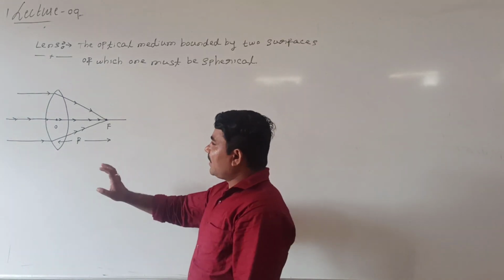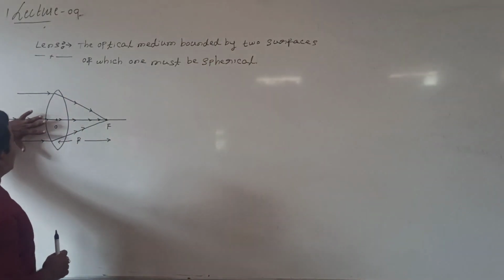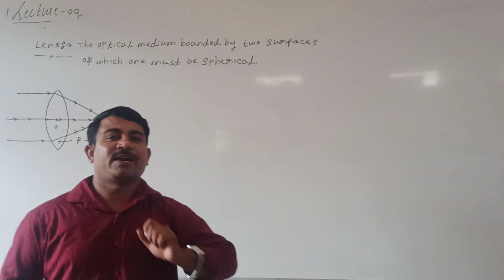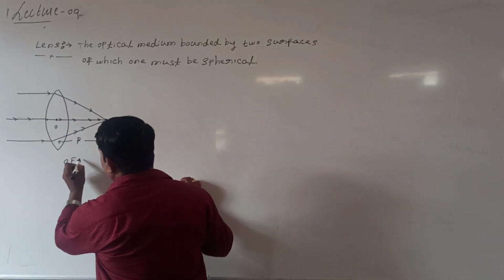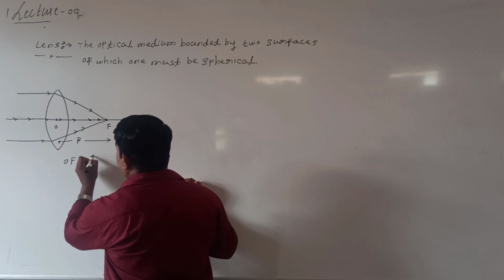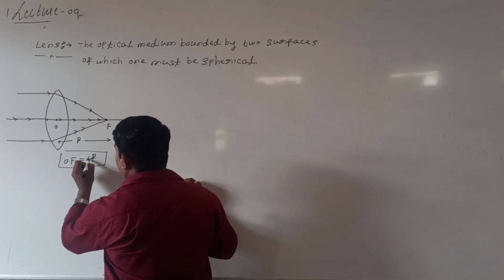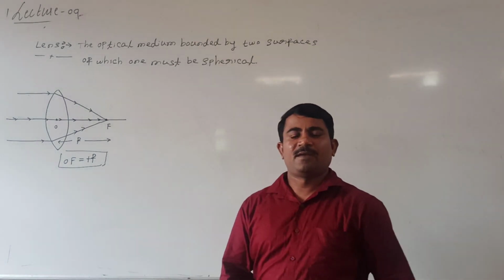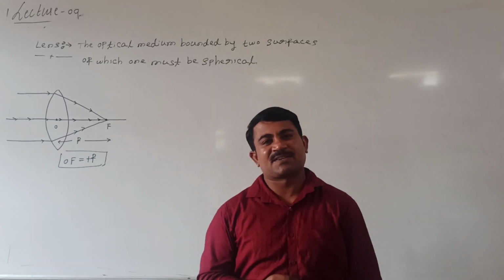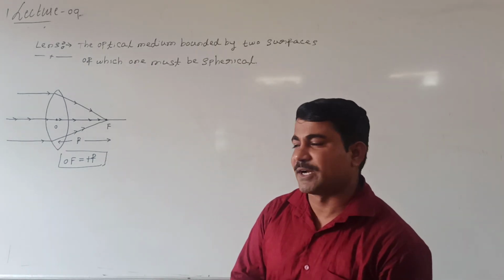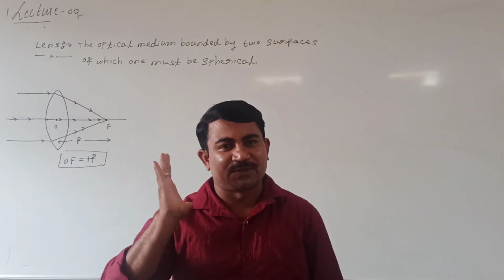Right. Then according to sign convention, along the direction of incident ray, all distances are taken to be positive. So how to take this OF? OF is nothing but the focal length. This focal length can be represented by f, and for a convex lens, the focal length is taken to be positive, because according to sign convention, along the direction of incident ray, all distances are positive. So for a given convex lens, the focal length is always taken to be positive.